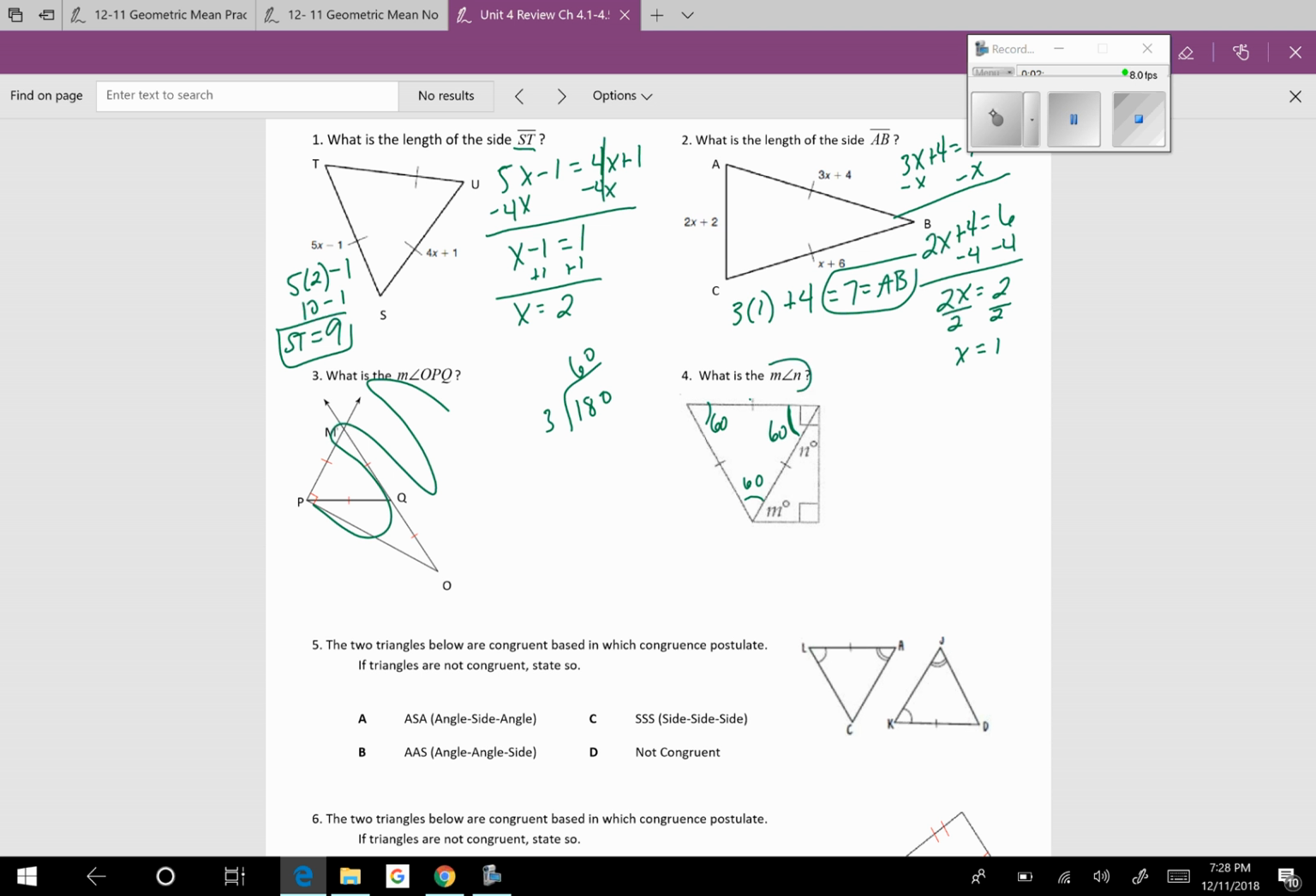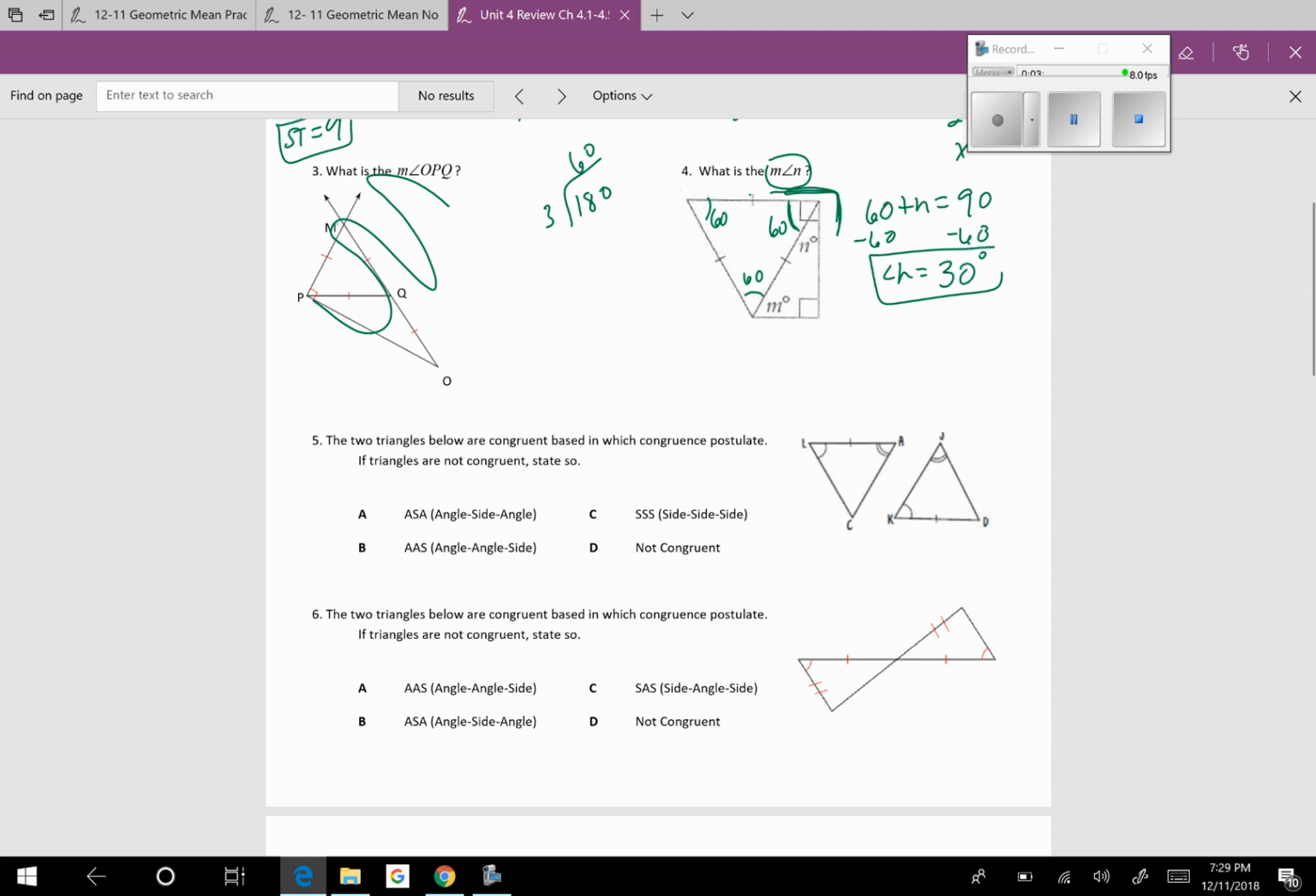Now we're trying to find the measure of angle N. Angle N is right here. So we can see that angle N is part of this bigger angle, and the bigger angle is marked with this little box, which means that the bigger angle is 90. So 60 plus N is equal to 90. So if you just subtract 60, you get that angle N is 30. So angle N is 30.